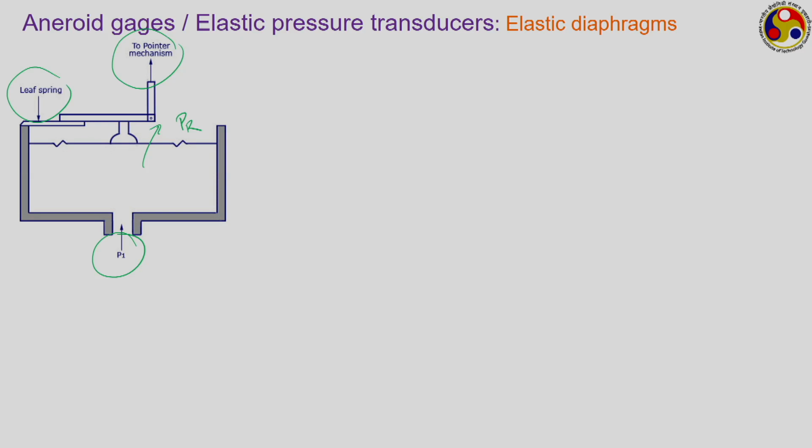So again, not only for this one, in any kind of elastic pressure transducer, we are converting the pressure reading to some kind of deflection-based or displacement-based reading, which can be sensed by a device like an LVDT or a simple strain gauge, and we can convert that to a pressure reading. One important thing here is the term aneroid gauges. Aneroid means no fluid. Like the previous gauges, manometers, etc., are hydraulic gauges that use some kind of fluid. These are no-fluid devices.